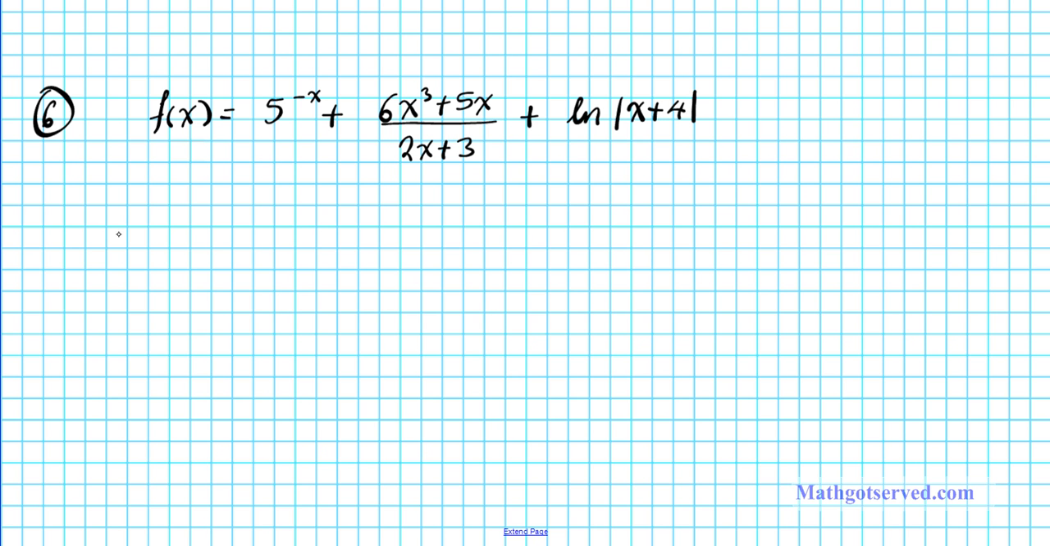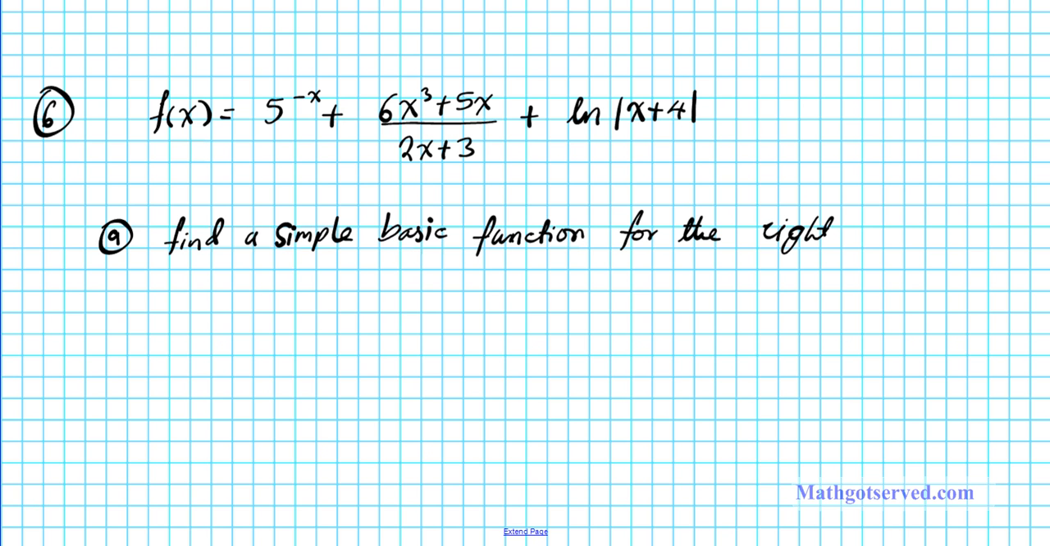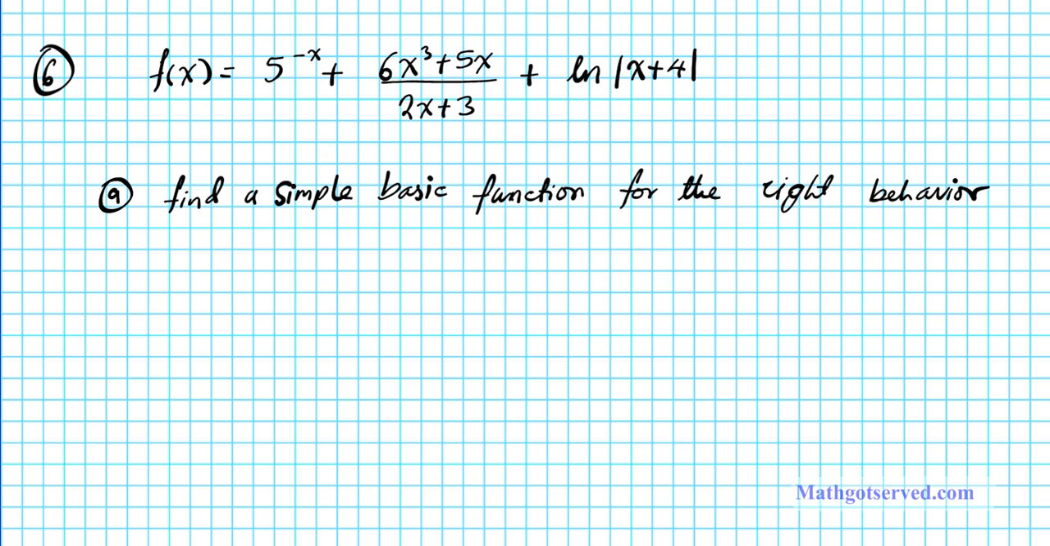Alright, so for the A part, we're to find a simple basic function for the right behavior model, or the right behavior model, the same thing. Okay, so before we go ahead and solve the problem, I need to go over two things real quick. First thing is the hierarchy of growth rates for functions. Let's put that on the side.